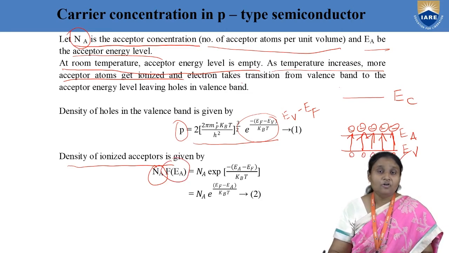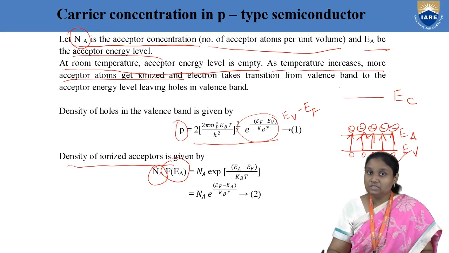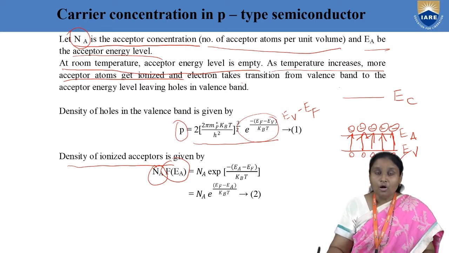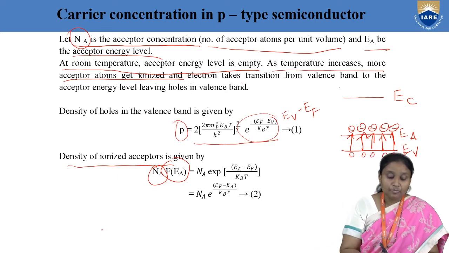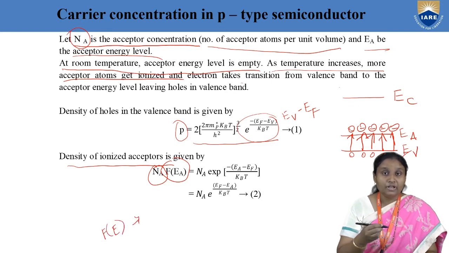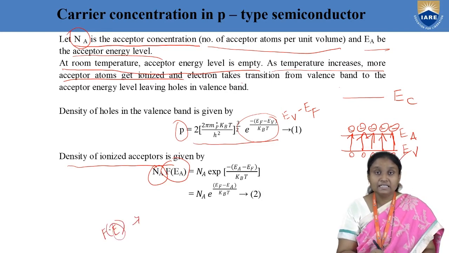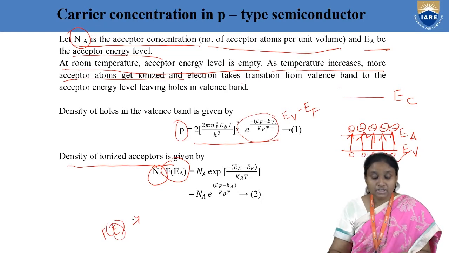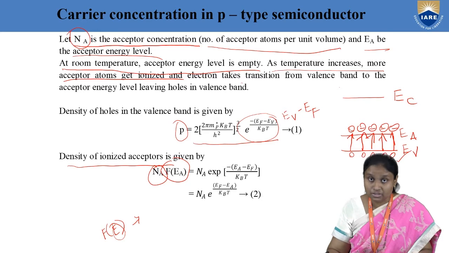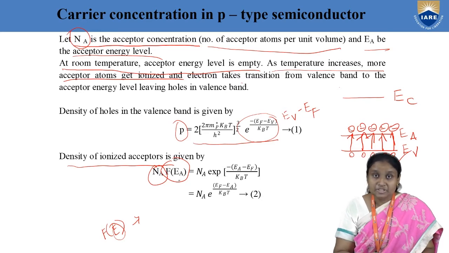We know that F of E is the Fermi-Dirac distribution function. And what is the Fermi-Dirac distribution function? F of E is the probability of an electron occupying an energy level E. And here we are talking about F of Ea. It means: what are the chances of an electron occupying the acceptor energy level?